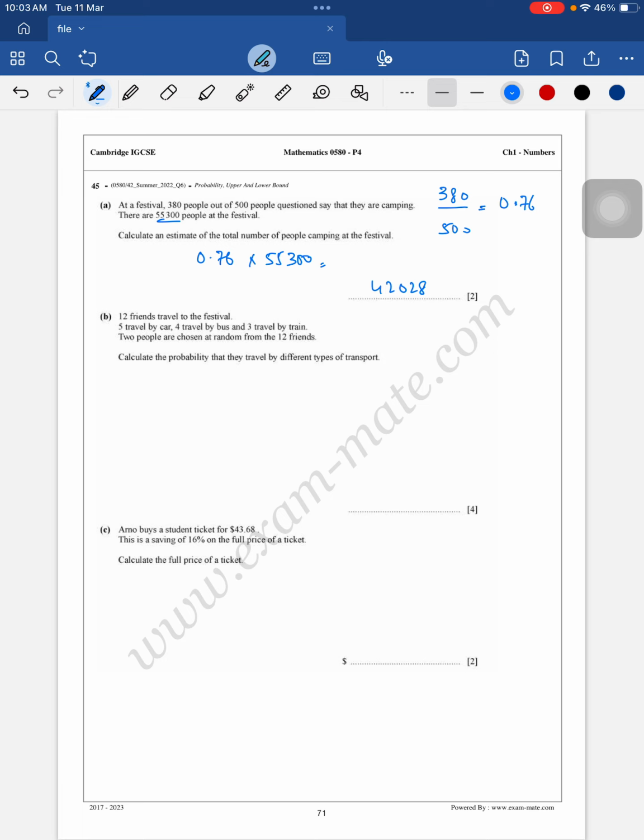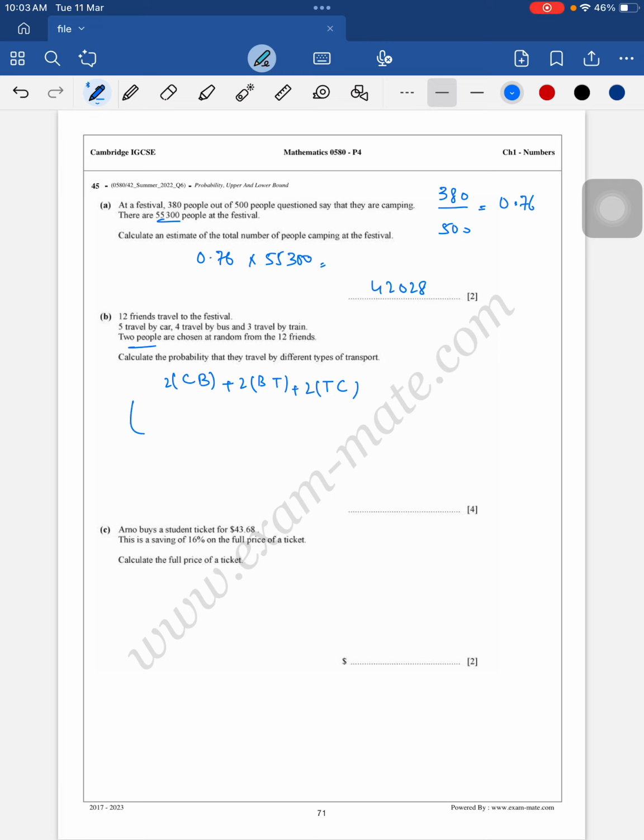Right. Okay, so different types of transport means that 2 people are chosen, so one can travel by car, the other by bus. So car-bus is one combination, bus-train another combination, and train-car another combination. And because the first one can be by car or by bus, we have 2 combinations each of car-bus, bus-train, and train-car. It's easy, right?